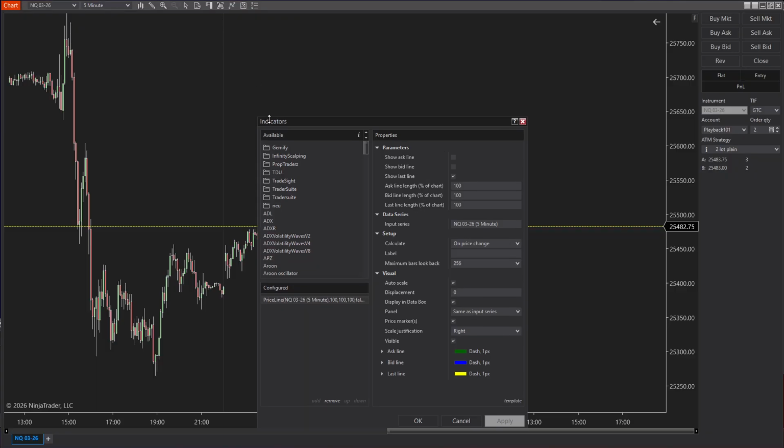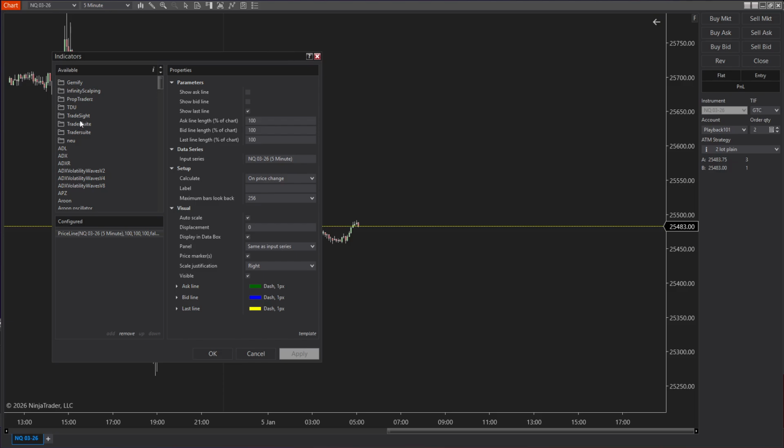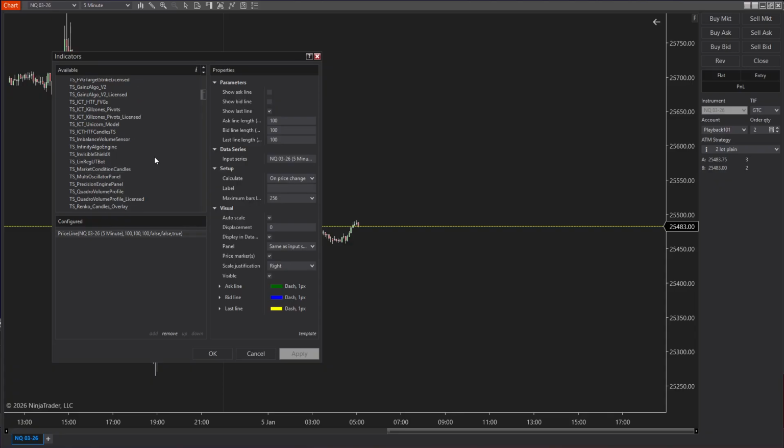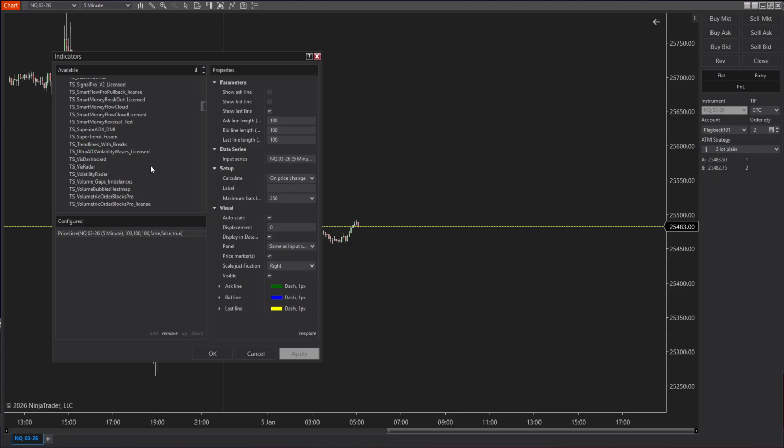It doesn't just detect FVGs, it runs a 100-point scoring algorithm to tell you which imbalance has the highest probability of being filled. Let me show you how it works.